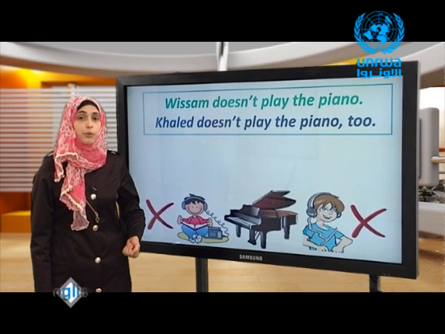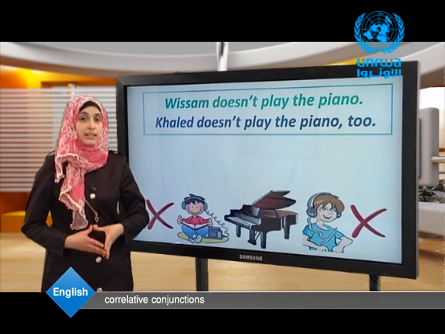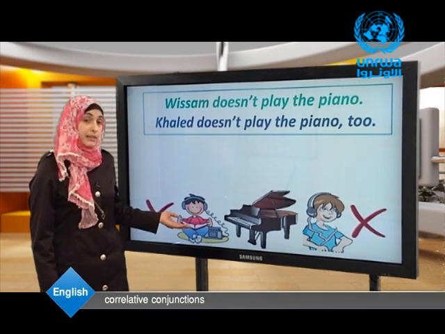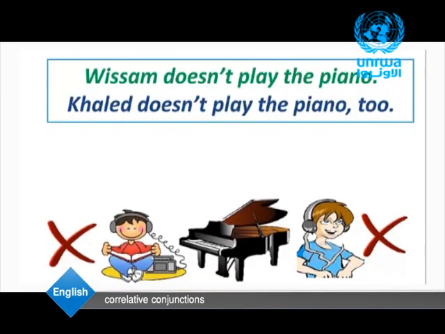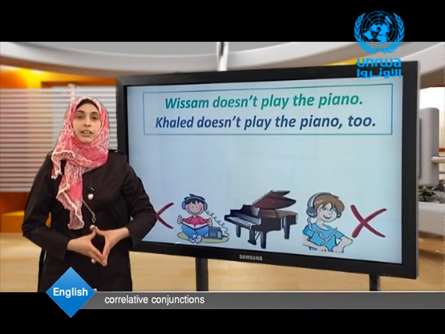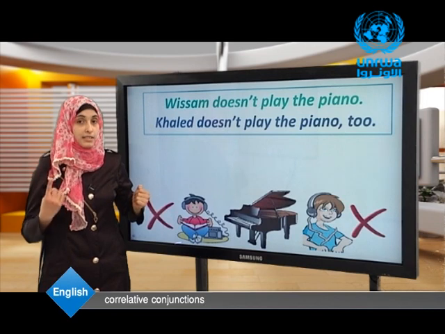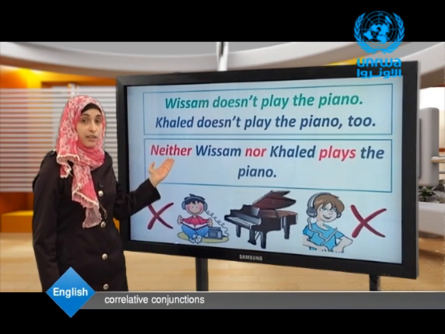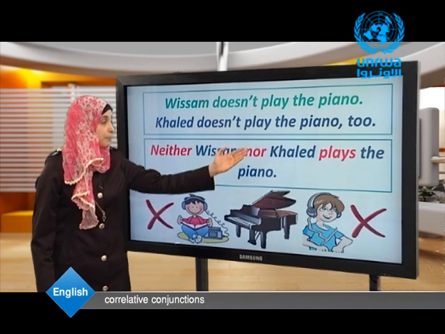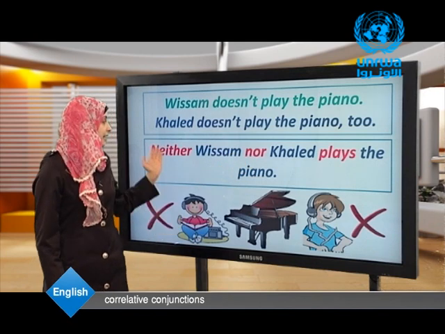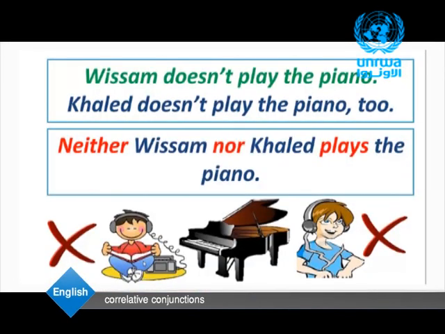Look at the two boys here, Wissam and Khalid. Does Wissam play the piano? No, Wissam doesn't play the piano. What about Khalid? Khalid doesn't play the piano too. Look here, we have two negative sentences. To make them one sentence, we can say neither Wissam nor Khalid plays the piano.